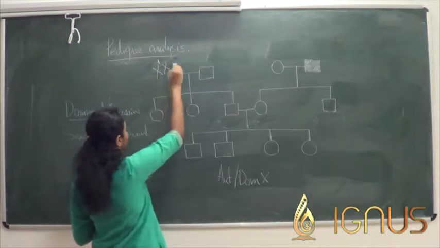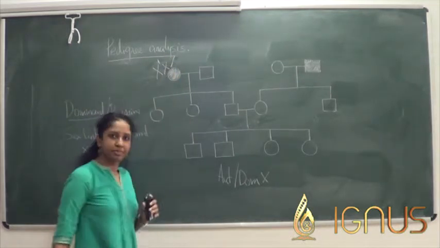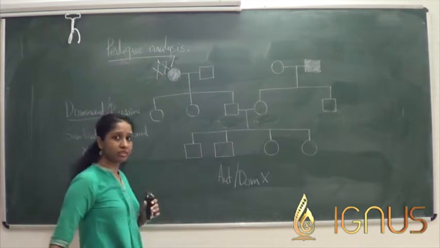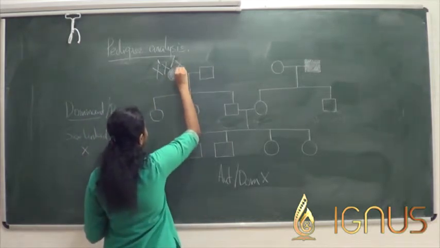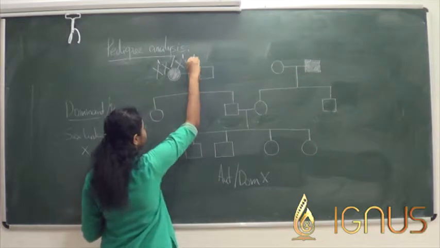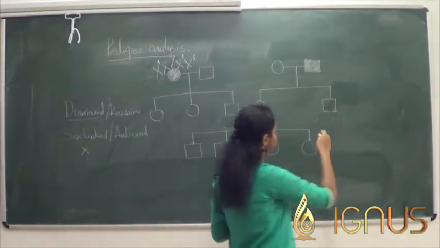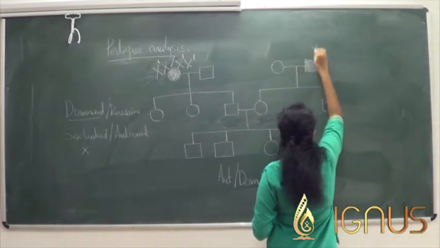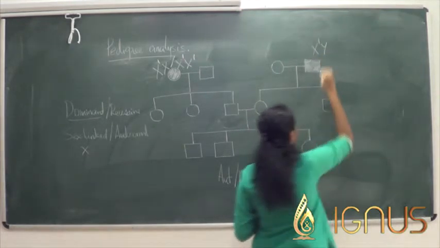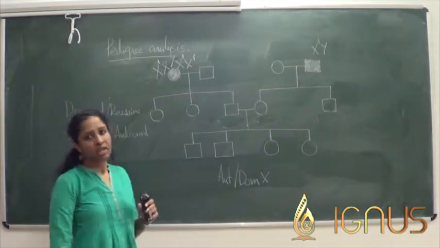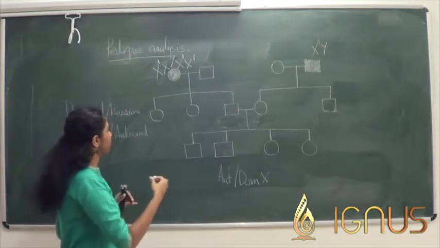She can have one X chromosome that is having the dominant trait and the other one having the recessive trait, or she can have both the X chromosomes having the dominant trait. Now for the male on the other hand, because this is X-linked, he is going to have only one X chromosome which is dominant. Okay, now let's go to the inheritance pattern.